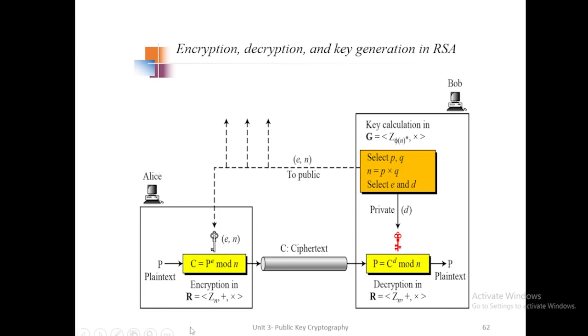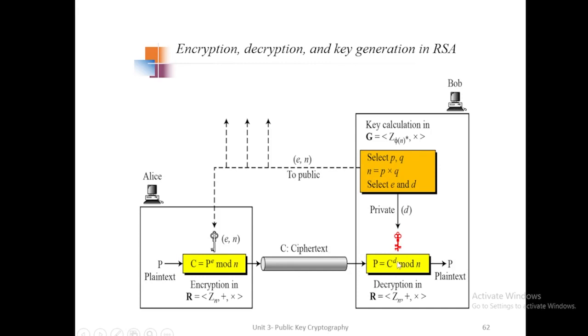On Alice's side, n is the value which is the multiplication of two large prime numbers, and we are doing the exponentiation operation. So ciphertext C is equal to P power E mod n. Here E and n are public key values. So those values are passed to the receiver side. With the help of the ciphertext, C power D mod n should be calculated.